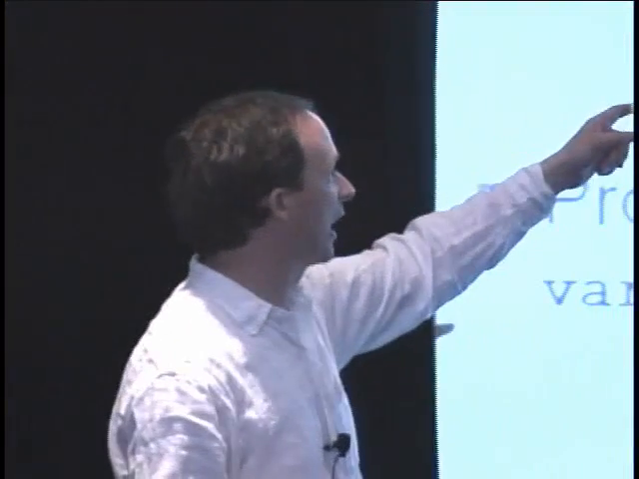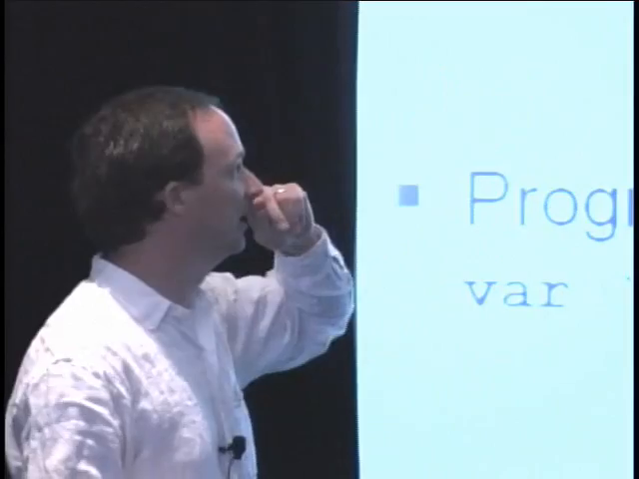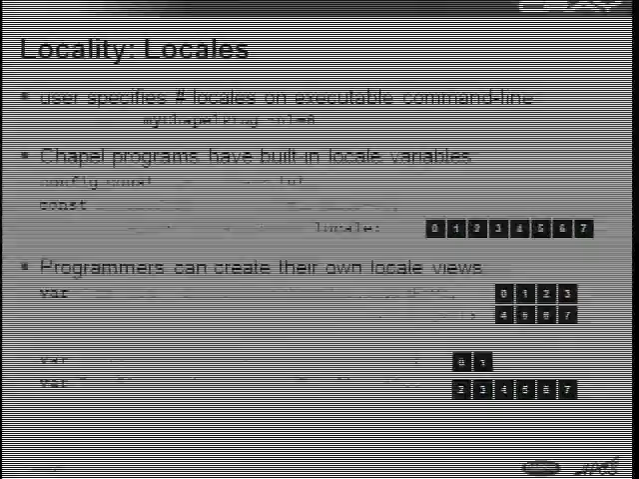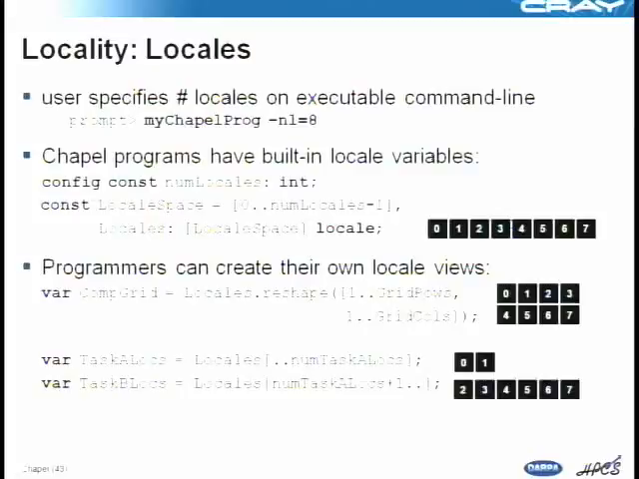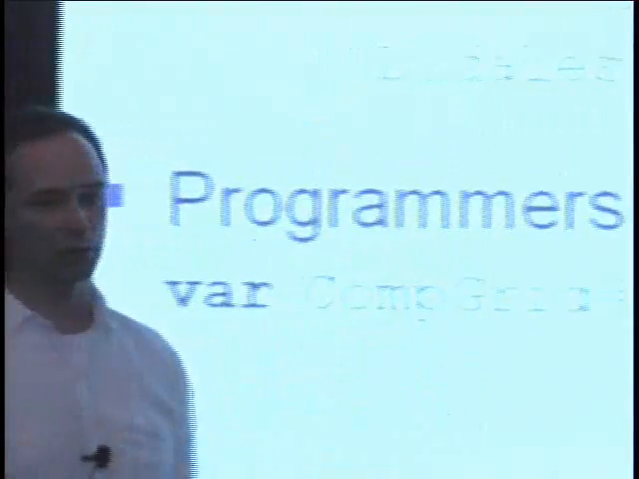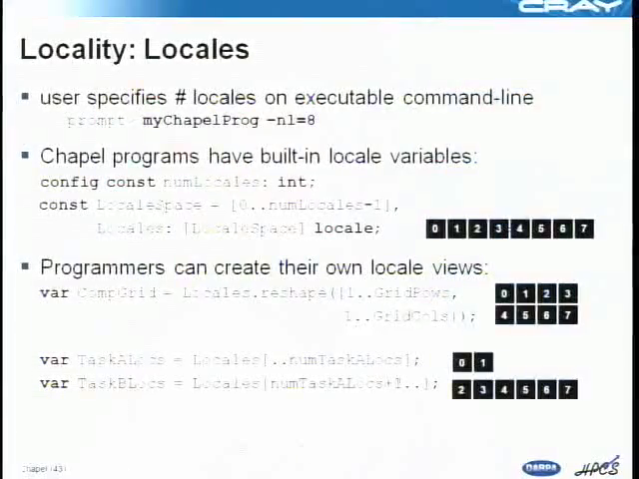So what do you do with these locales? Well, when you run your program, you specify how many locales you want to run it on. So 8, for example. That'll be passed off to whatever machine manager you're using that'll actually allocate those resources for you. And then within the code, you have access to a few variables that talk about the number of locales, the index space of those locales, and you get an array of the locales, which represent sort of here are the machine resources that you're running on.